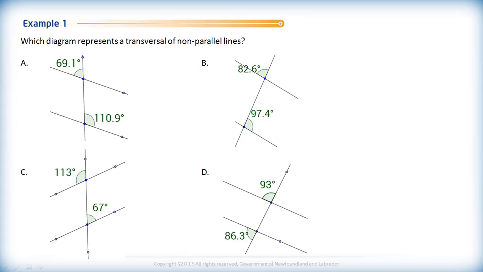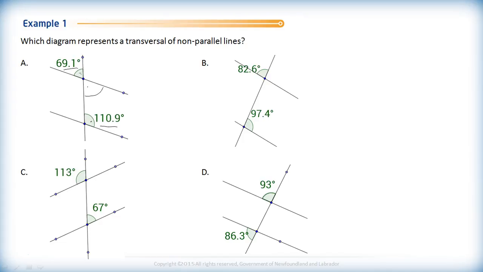Okay. So let's look at part A. We've got 69.1 degrees and 110.9 degrees. Okay, so we don't know any correspondences right off the top of our hat for an exterior on one side and an interior on the other. Maybe we could figure out this one. Okay, and then we'll compare.